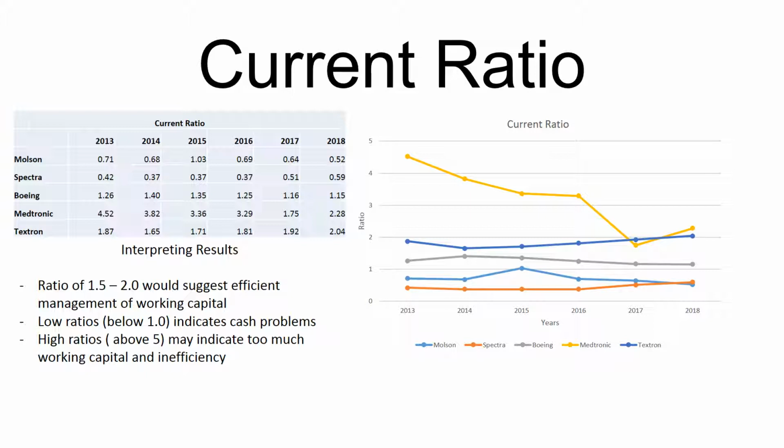Another thing to keep in mind in later investment is that we don't want companies with a really high current ratio. For example, current ratios of 40 or 50, because a high ratio may indicate too much working capital and inefficiency.